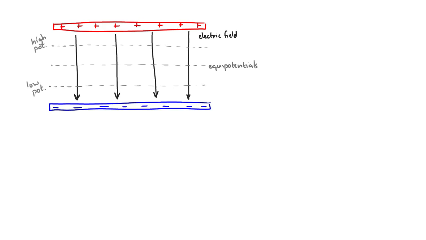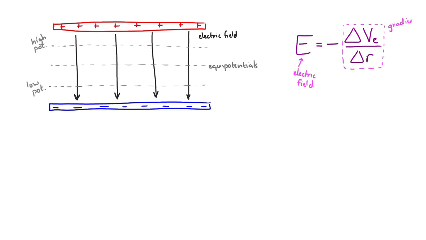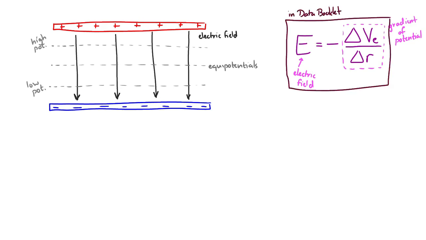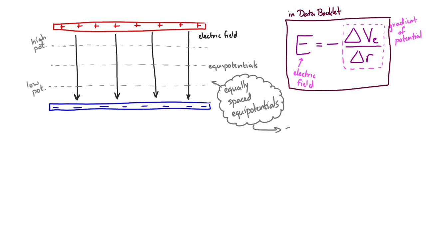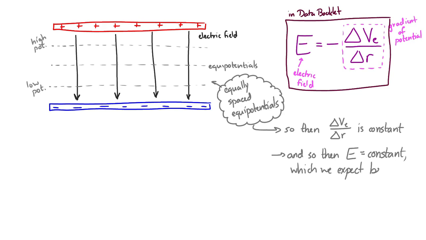And we have an expression for the electric field. The electric field is equal to the negative of the gradient of the electric potential. Now this is given in your data booklet. And notice that the equipotentials in this case are equally spaced. I did that on purpose because the negative of the gradient then is constant. So the electric field is constant, which makes sense. We've seen before that the electric field between two charged plates has to be constant.